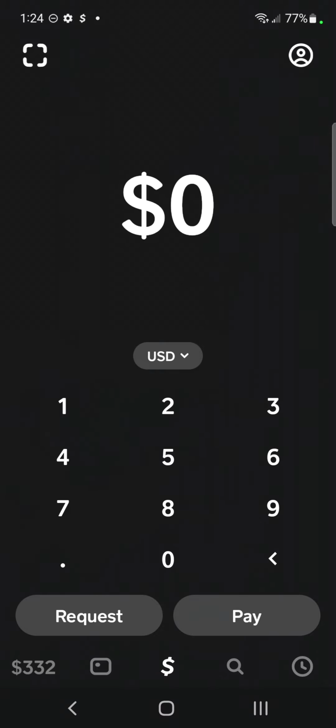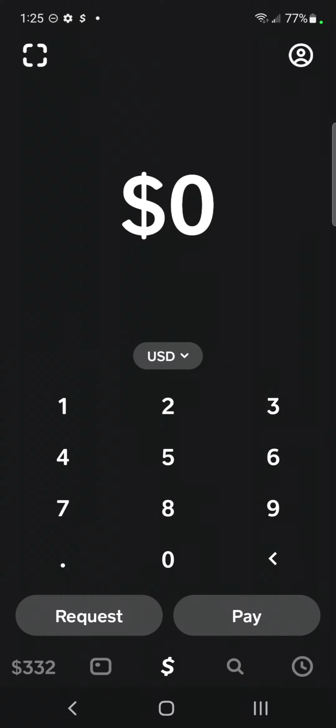Today I'm going to be comparing and contrasting two different apps: Cash App Investing and Robinhood Investing. This is going to be my comparison of which app will be best for new investors, whether you're brand new or you've been dabbling a little bit in the stock market or crypto market and you're still getting your feet wet. This will be a good video for you to watch.